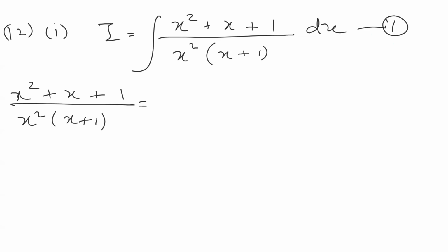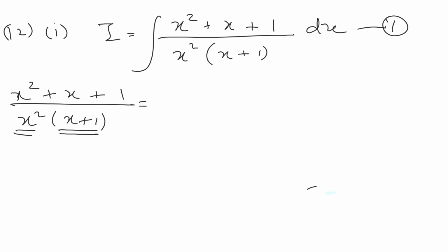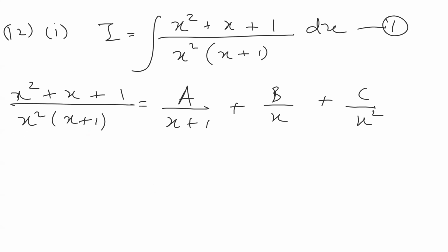There are two factors down, one is x and one is x plus 1. x is a linear factor, x plus 1 is also a linear factor, but x is getting repeated twice, hence it is a repeated linear factor. The category becomes repeated linear factor. So this is A upon x, B upon x plus 1, C upon x square. That is how it is supposed to be.